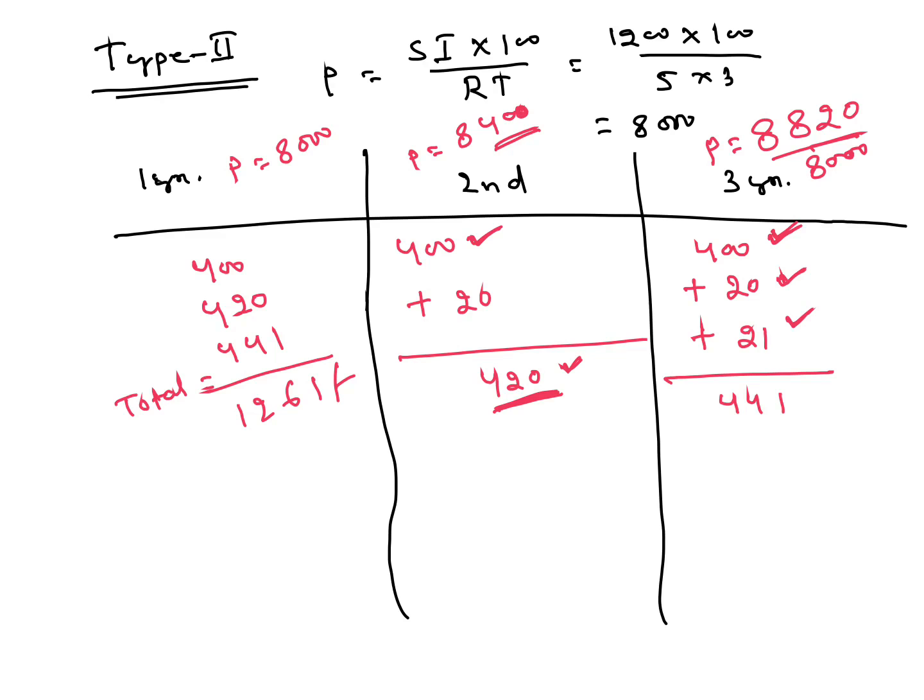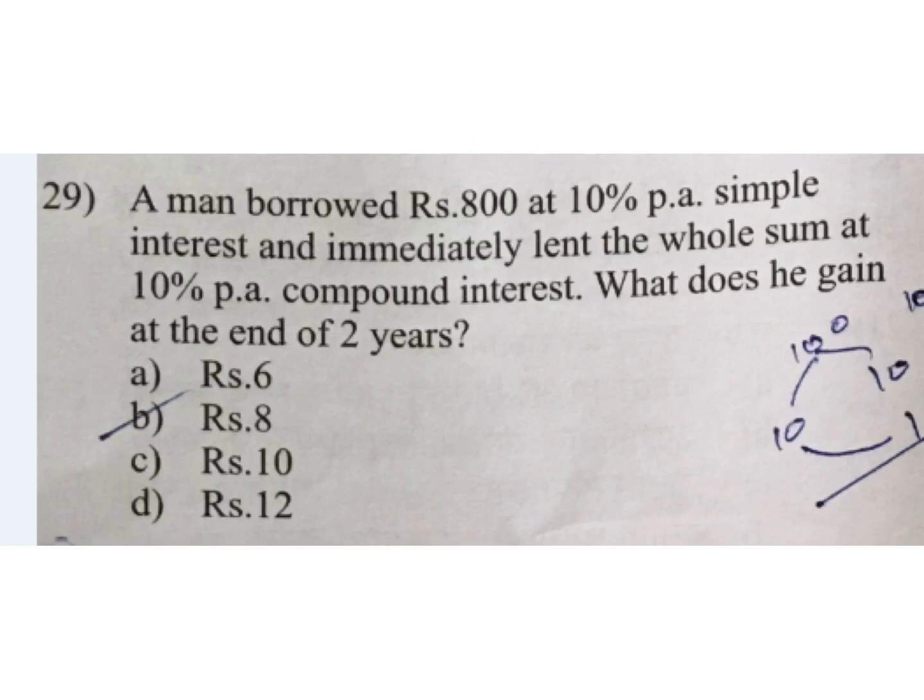Next question. A man borrowed Rs 800 at 10% per annum simple interest and immediately lent the whole sum at 10% per annum compound interest. What does he gain at the end of 2 years? So, borrowed Rs 800 at the rate 10% in simple interest. So, principal is fixed here, Rs 800. In first case, rate is 10% and time is simple interest.